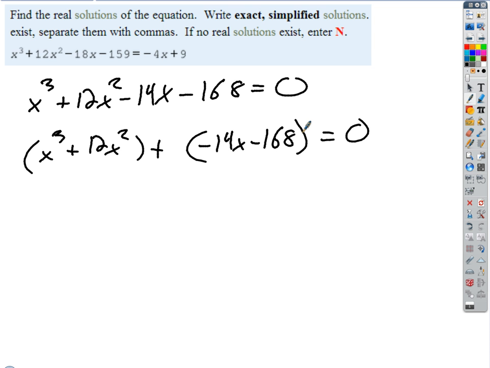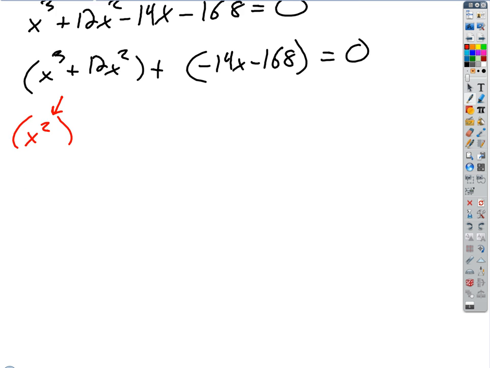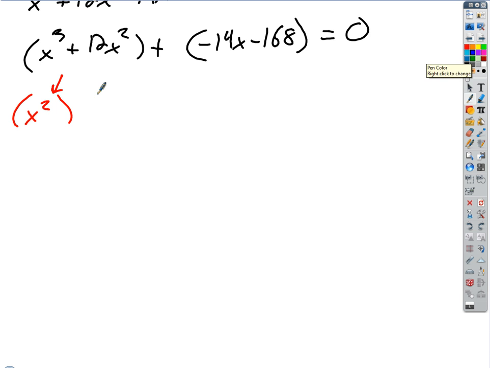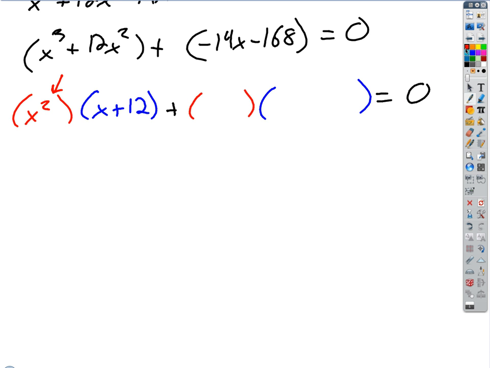Okay. Greatest common factor from the first group? X squared. Okay, leaving us with x plus 12. Okay, so what do we know about the second group then? What's going to be the same in the second group? The blue group. Okay, the leftover.